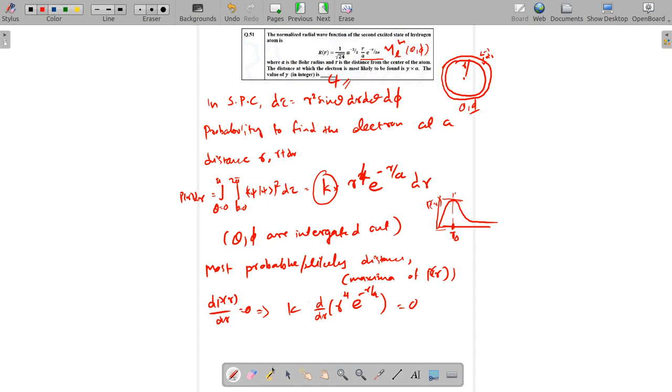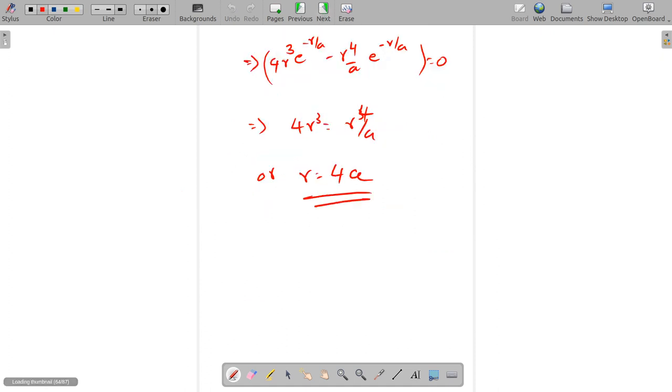Taking the differential, you basically have to differentiate this. So r raised to 4, how is it coming? You have a square here and also a square from the volume element, so that's how it becomes r raised to 4. So take the derivative of r raised to 4 times e raised to minus r by a. Applying the chain rule, you get 4 r cube e raised to minus r by a minus r raised to 4 by a e raised to minus r by a equal to 0.